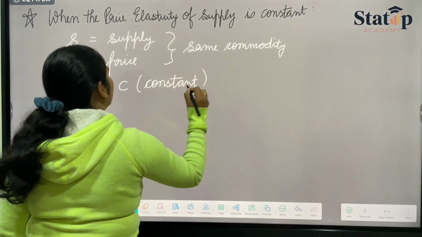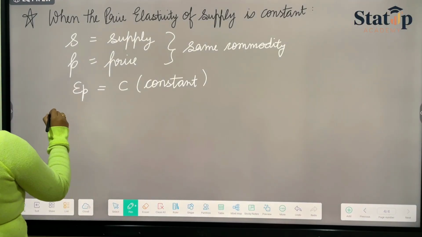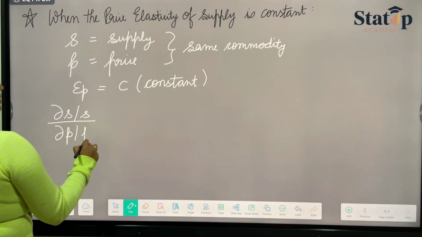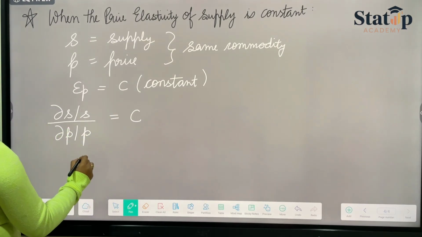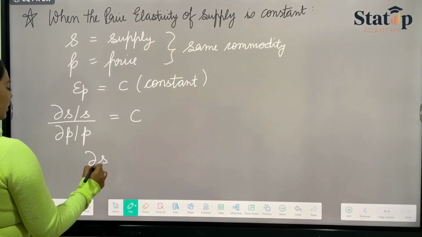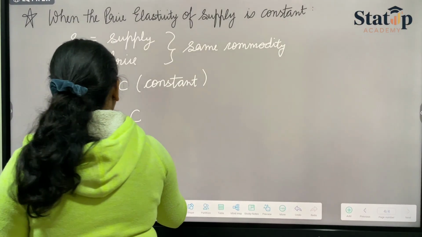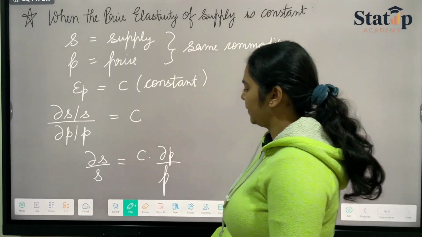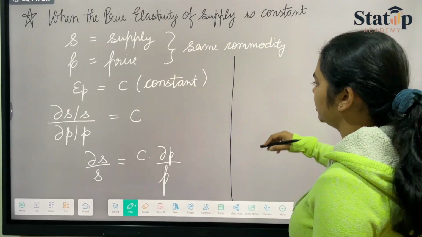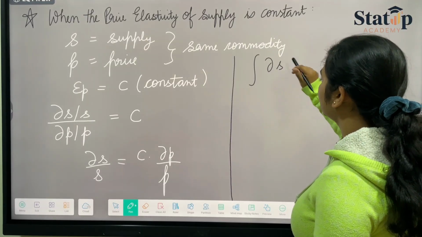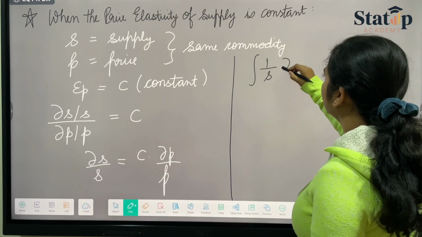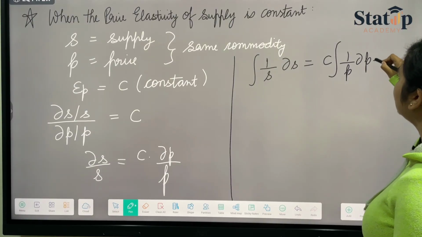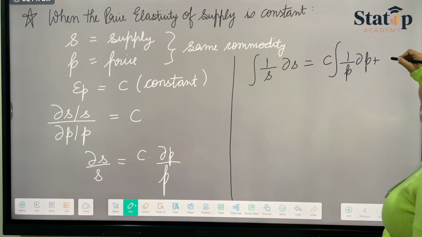Now we know that the function of epsilon p, which is the price elasticity, is nothing but relative change in supply upon relative change in price, which equals a constant C. Now if we keep C over here, 1 upon S delta S equals C into delta P upon P. Now if we integrate both sides, 1 upon S delta S equals C, which comes outside of the integration, 1 upon P delta P, and there will be one integration constant, which let us take as a constant for now.